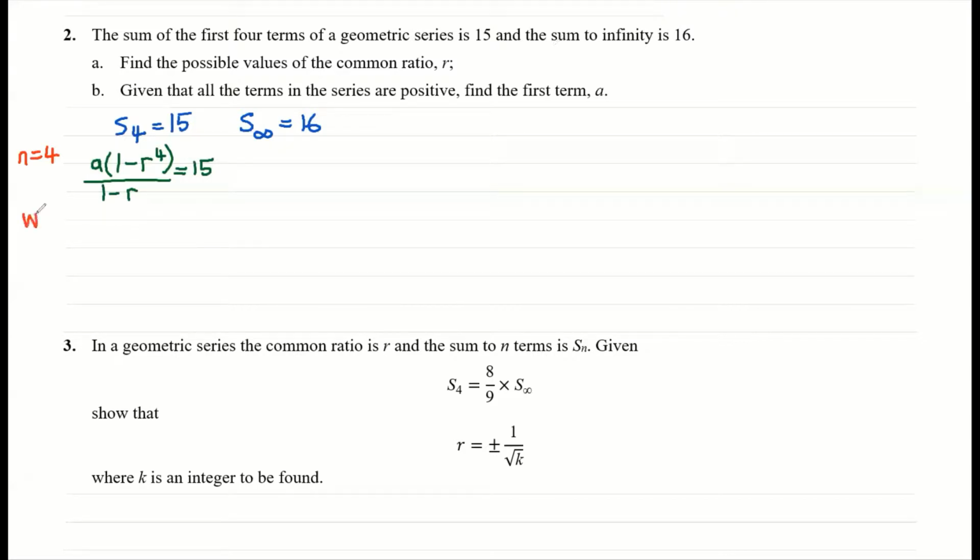So we know that r must be between -1 and 1 because of the fact that the sum to infinity up here exists. Okay, and remember when r is between -1 and 1, we use this version of the formula. It's just so you're clear about that. It doesn't matter if you don't, but I just want to make you aware of it.